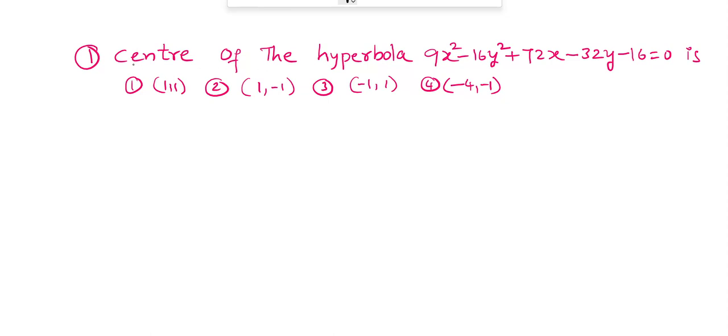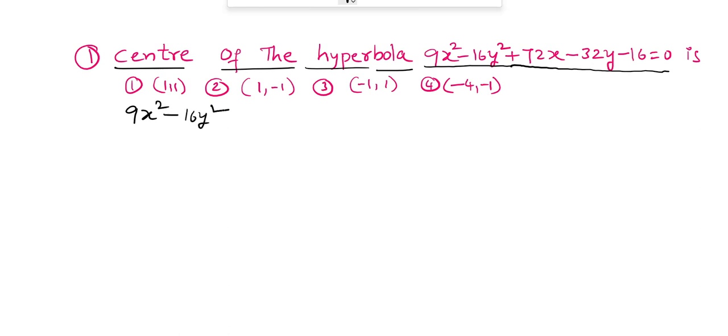This is the first question. The center of the hyperbola 9x² − 16y² + 72x − 32y − 16 = 0 is... So the given hyperbola is 9x² − 16y² + 72x − 32y − 16 = 0. Now we find the center of the hyperbola.